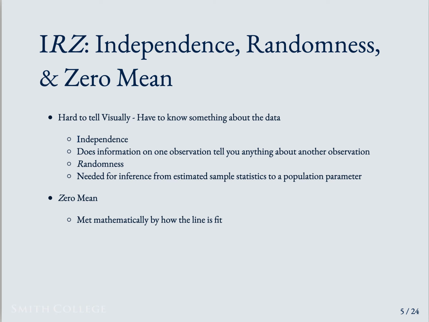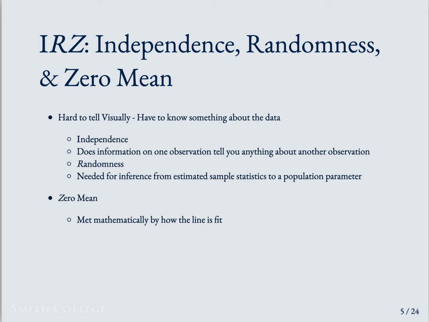some pieces that are useful, I think, is to differentiate which of these we can detect visually and which we can't. So independence, randomness, both are hard to tell visually. They really require us to know something additional about the data, either how they're collected, who's in the sample. Independence, for instance, tends to be violated by repeated measures on the same observation, having two people who are related to each other. Thus, they share some information, and knowing something about one tells you something about the other.